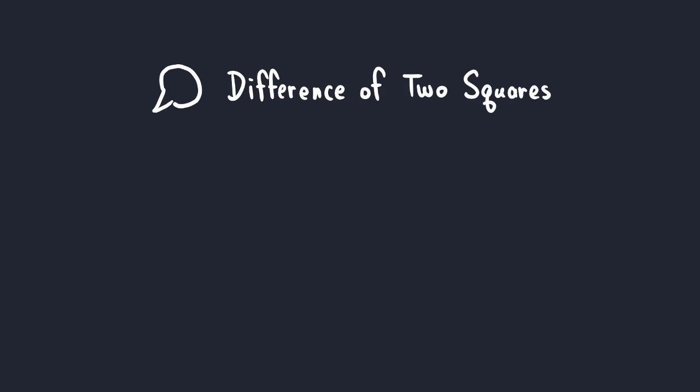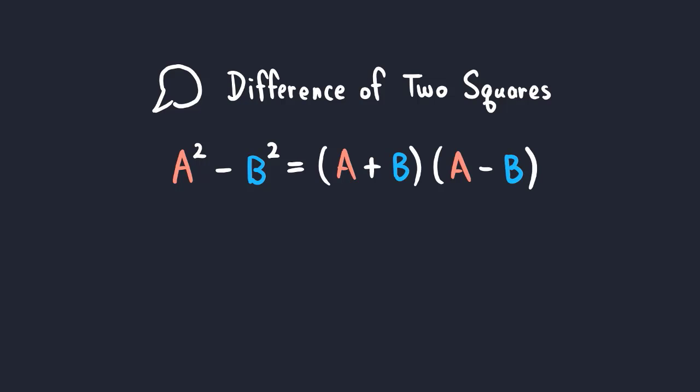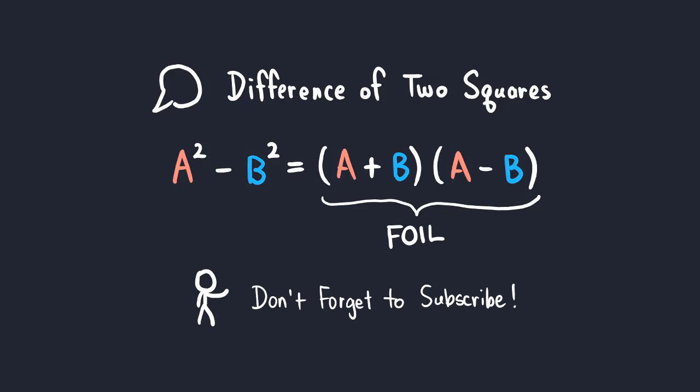Hello everyone, let's talk about factoring the difference of squares. To factor a squared minus b squared, we use this formula: the quantity of a plus b times the quantity of a minus b. We can easily verify this formula is true by FOILing the right-hand side. Now, let's get started on how to use the formula to factor the difference of squares.